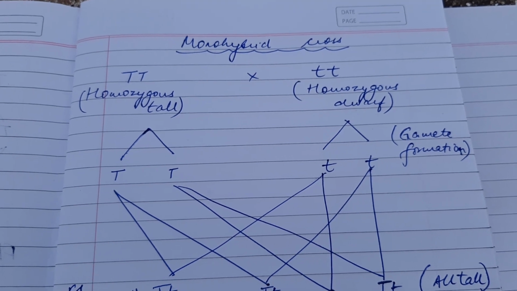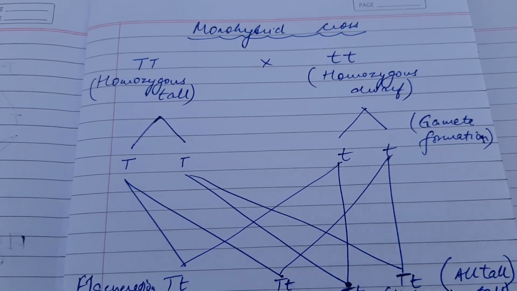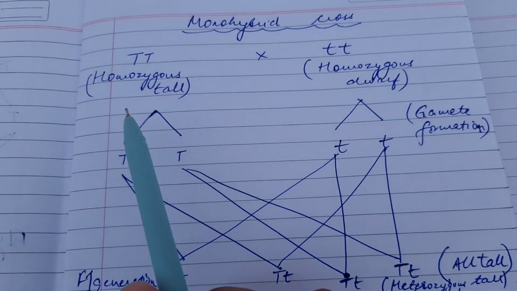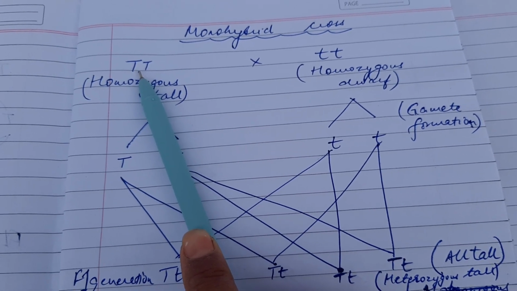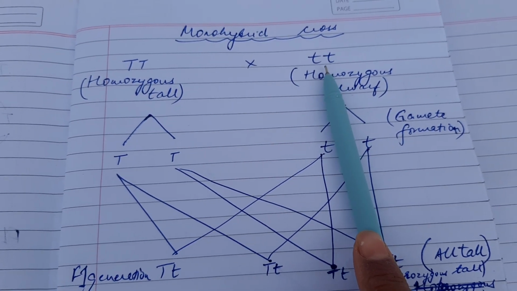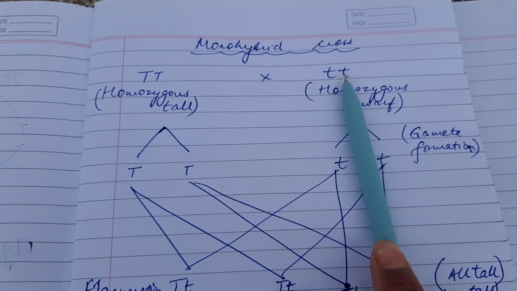So today we are going to talk about the monohybrid cross, and in this we have taken the plant trait, that is height, plant height. All right. So this is the parental generation. The capital T stands for the tall trait and the small t stands for the dwarf trait. Okay. So these are the two alleles of the gene of height.